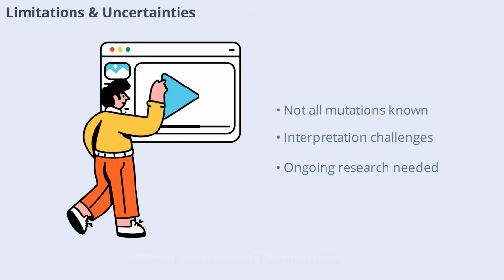Despite its power, genomics has limitations. Not all mutations are well understood and data interpretation can be challenging. Uncertainties remain, especially with new or poorly studied pathogens. Ongoing research is needed to fill these gaps.